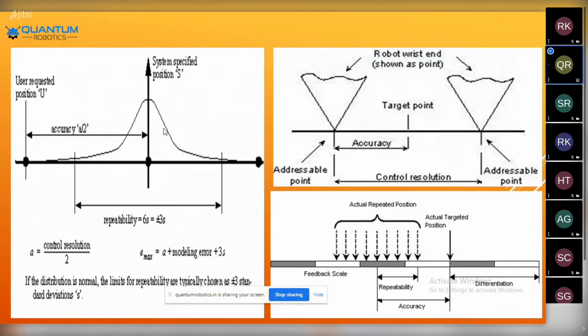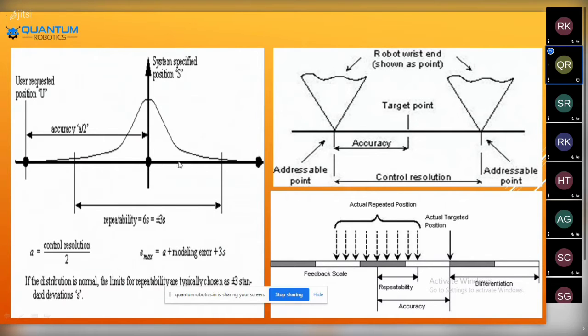And repeatability: here you can see the 6s is plus or minus 3s from the mean, and the total length of this distance is 6. Then they are going to do A by 2. When we divide 6 by 2, it comes to 3, and like that it is either on the plus side or on the minus side.